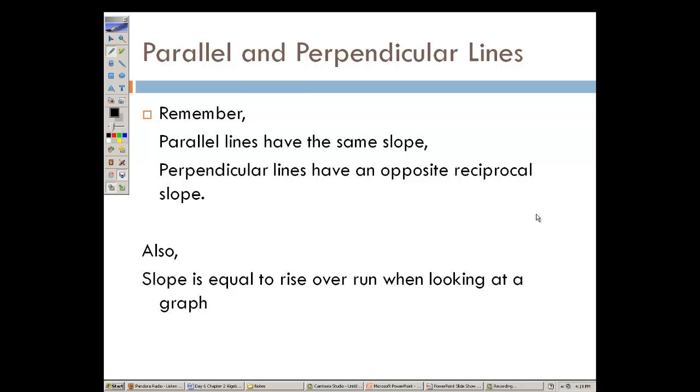First off, the slopes of parallel lines are the same. Perpendicular lines have opposite reciprocal slopes. Also, the slope is equal to rise over run. Those are three really big ideas behind today's lesson that we've covered, but we maybe needed a little reminder on. Okay? Parallel lines have the same slope, perpendicular lines have opposite reciprocal slopes, and slope is rise over run.